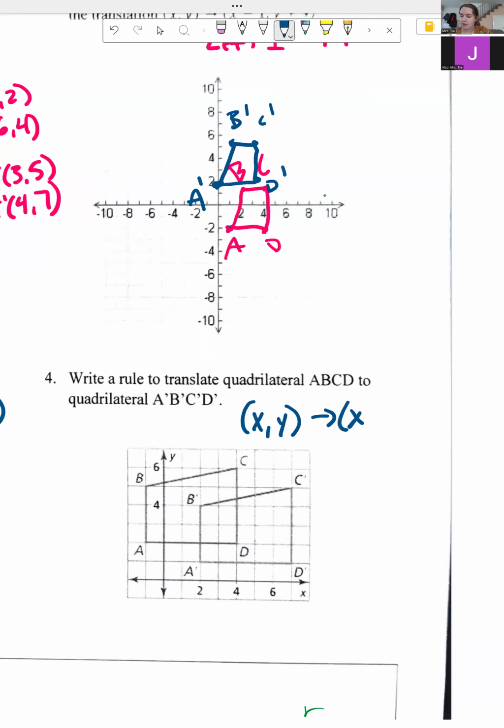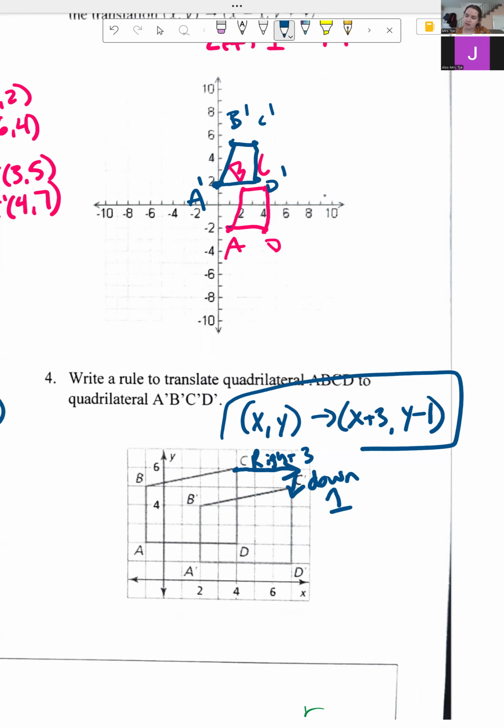Okay. So it looks like this time we're moving 1, 2, 3 boxes to the right to be in line with C prime. So that's a right 3. I will add 3 to my X value. And then again, it looks like we're just moving down 1 box. So my Y is Y minus 1 because minus will be down. And that's it.